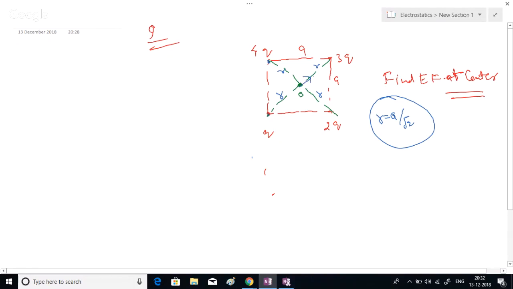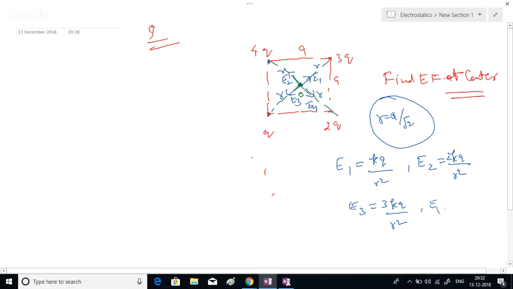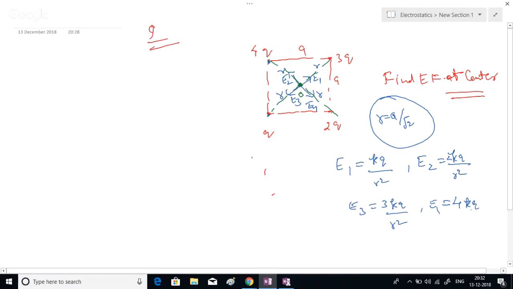Sir, here we have E1, here I have E2, and here I have E3, because the positive is outward. And here I have E4. Correct. So E1 is going to be equal to what? KQ by r square. E2 is 2KQ by r square. E3 is 3KQ by r square. And E4 is 4 times KQ by r square.